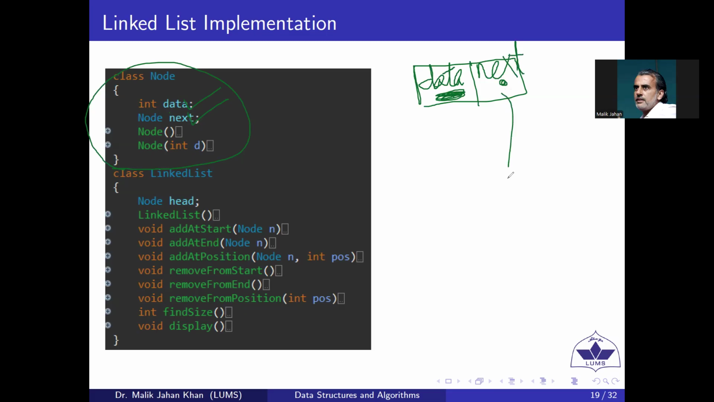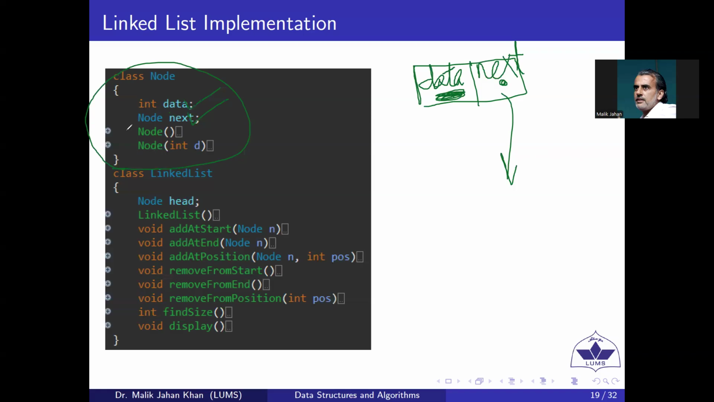If there is another node, its address will be held by this next. So these two things are very important. Why do we need to have this next? If you recall the previous visualization, we saw that one node needs to know the memory address of the other node so that the chain remains intact and the whole linked list gets created.